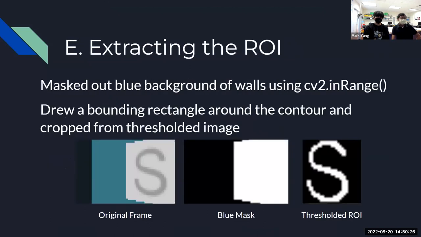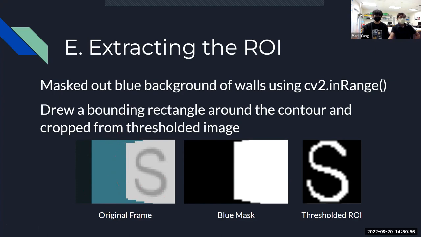And last, we have extracting the region of interest, or the ROI. So when you get the initial image frame from the camera, you get this big image. Now we want to get the S here, but there is the blue wall here, but we will only want to do the operation on this S. So what we can do is we can get a cropped out portion of image called the region of interest.